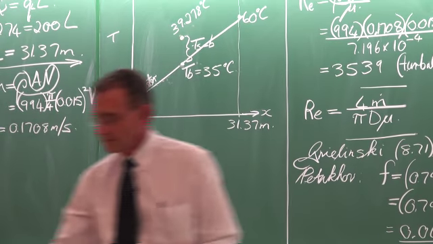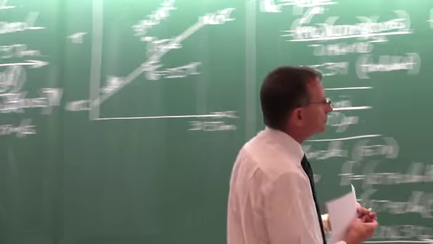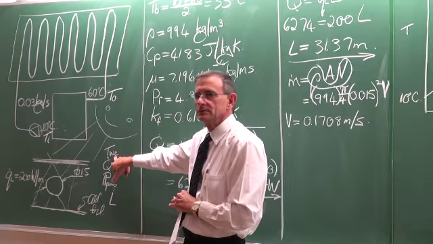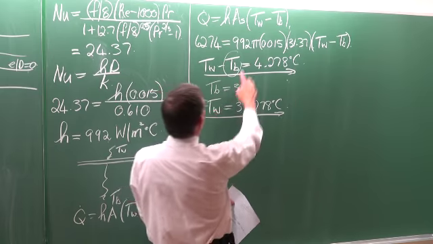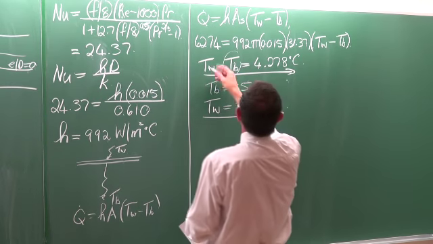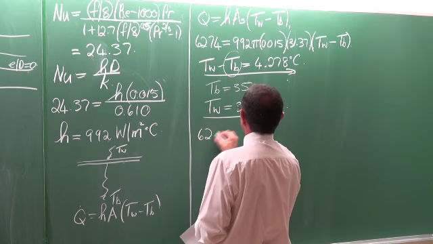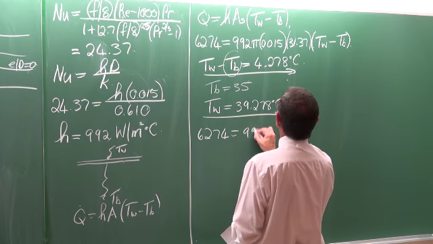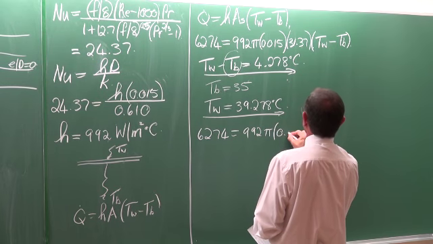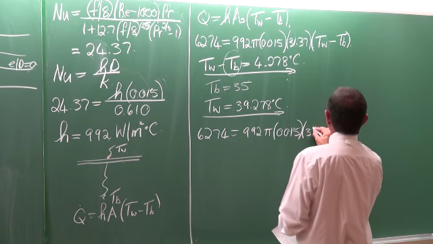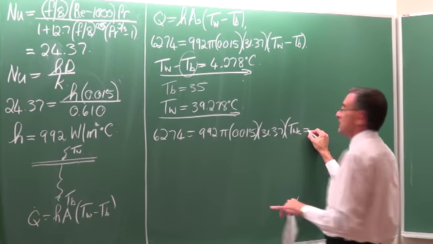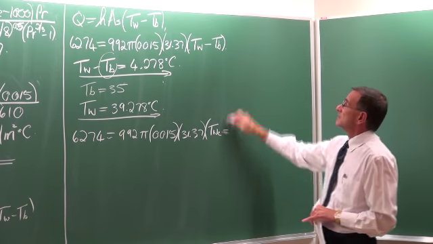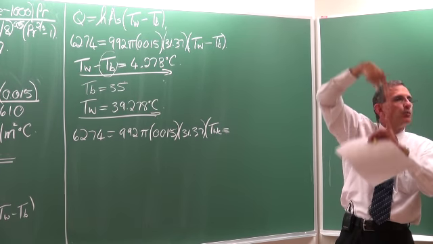Do you agree with me? Okay. Now, they asked actually to calculate the wall temperature at the outlet. Okay. So if we do the same calculation for the outlet, if we say 6274 is equal to 992 multiplied by the surface, 31.37, now the wall temperature at the outlet minus the bulk temperature at that point.